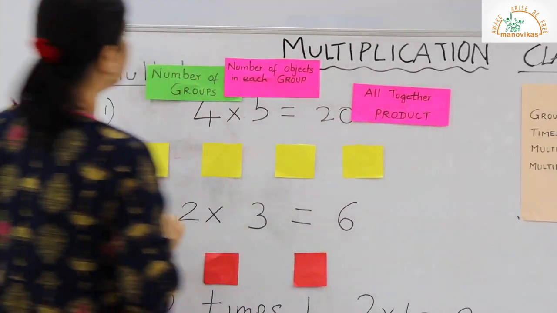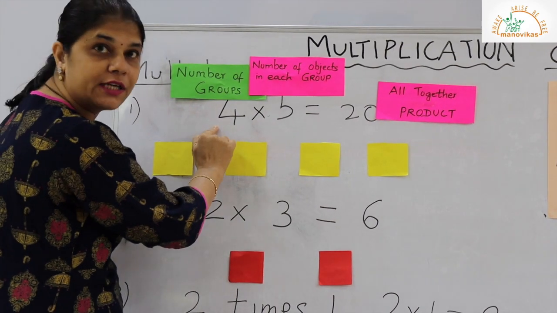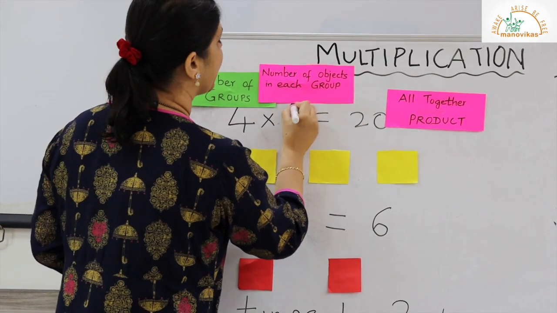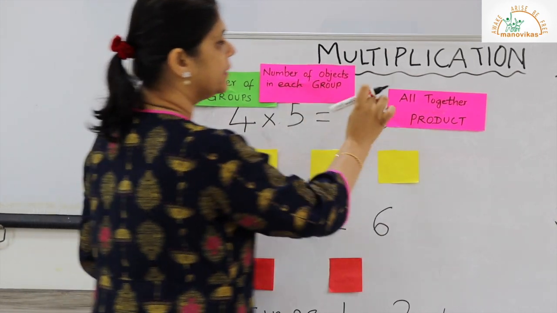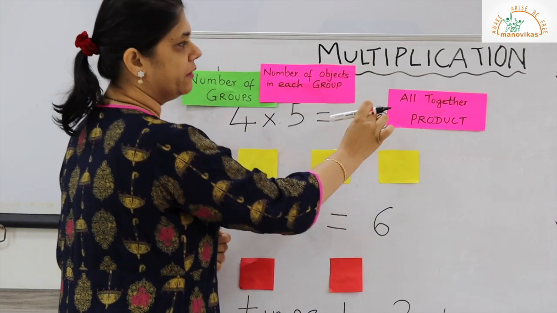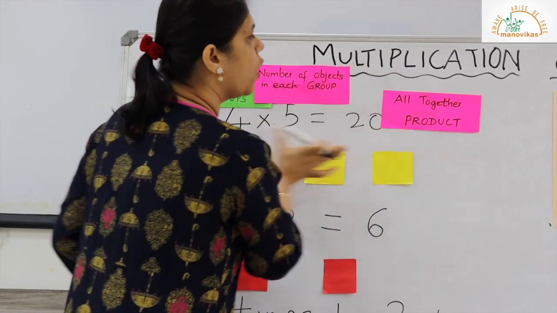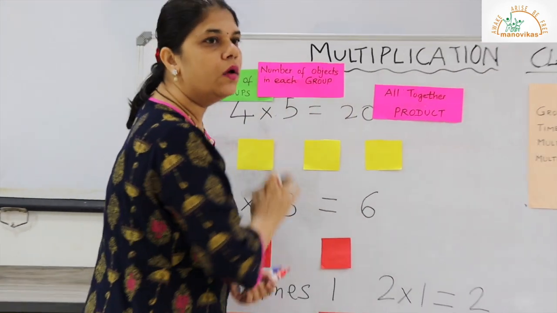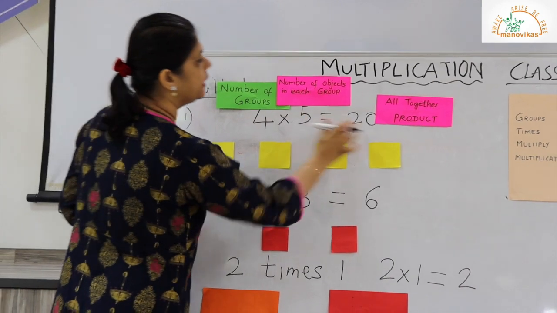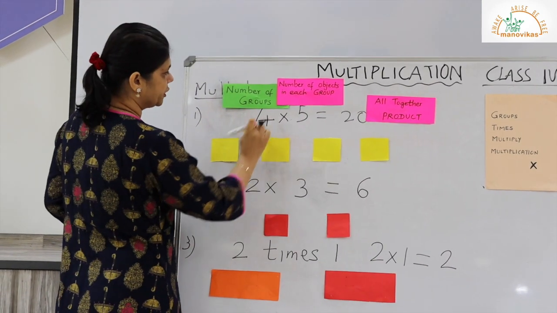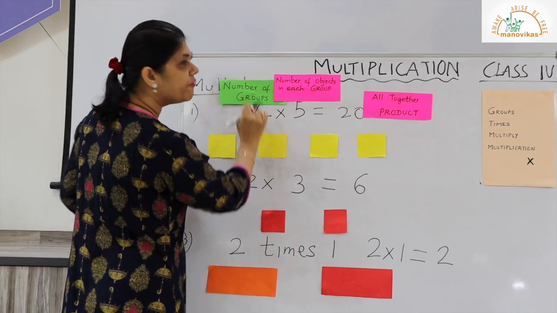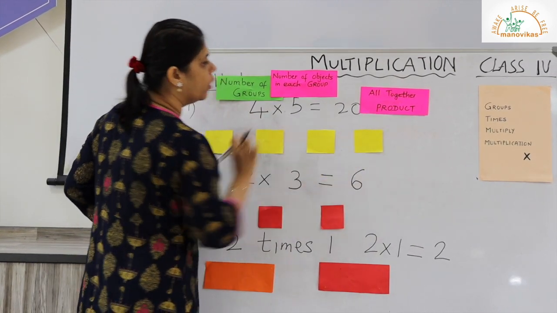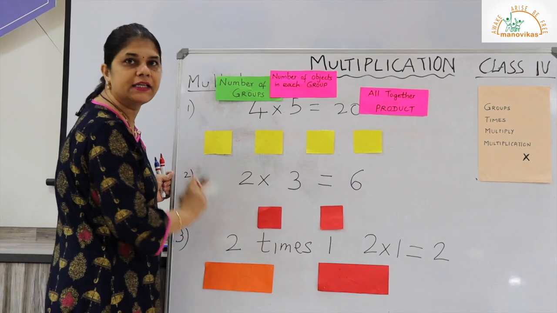So the first number tells us the number of groups which are present. The second number tells us the number of objects in each group. And the third number, that is the answer that we get, is called the product, or altogether how many objects are there. Now let us see this example with the help of a demonstration. Now we have how many groups? We have 4 groups, right? 1, 2, 3, 4.